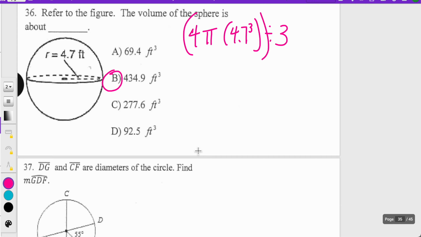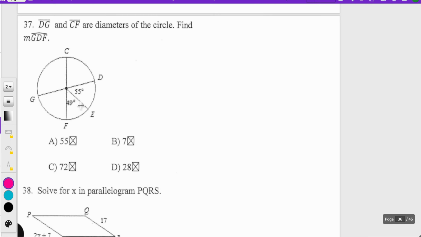Okay. Next up, DG and CF are diameters of the circle. Find the measure of arc GDF, so all the way around here. If we know that these are diameters of a circle, then we can start to maybe fill in 55 and 49, already taken up some pieces.